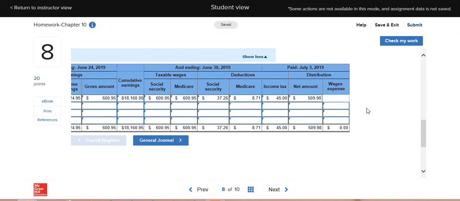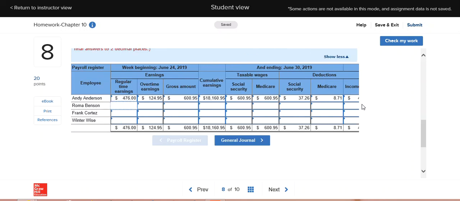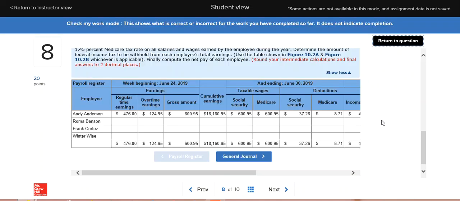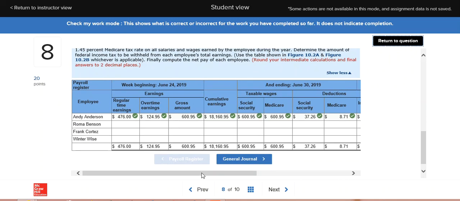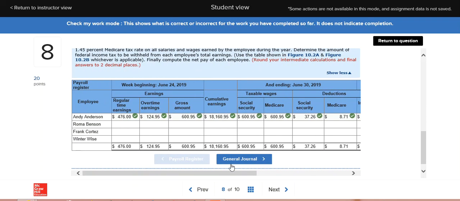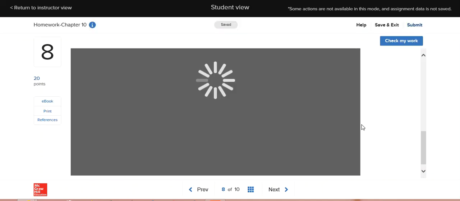The wages expense is actually the gross amount. That's what it cost the company, $600.95. It cost them that much to pay him. They're just taking some of that money and sending it into the government for his taxes, but they still cost them that much money. So yours should look something like this, and you're going to go through the same process for every person.